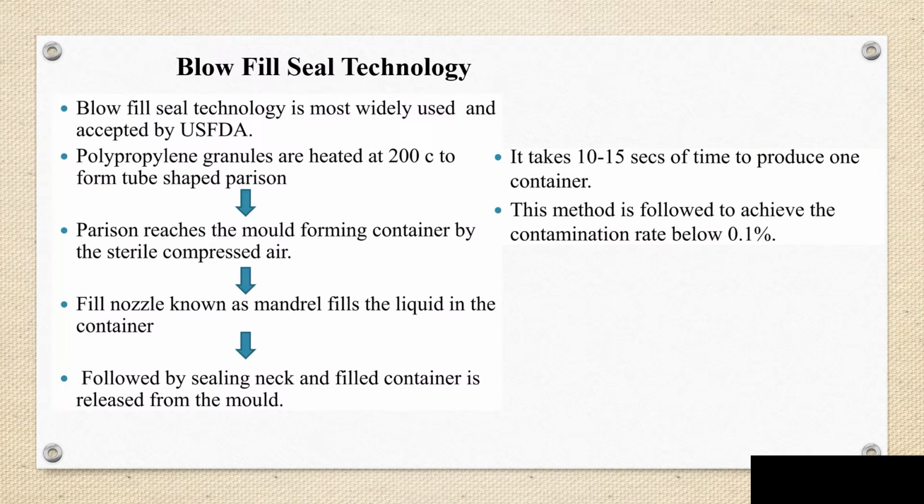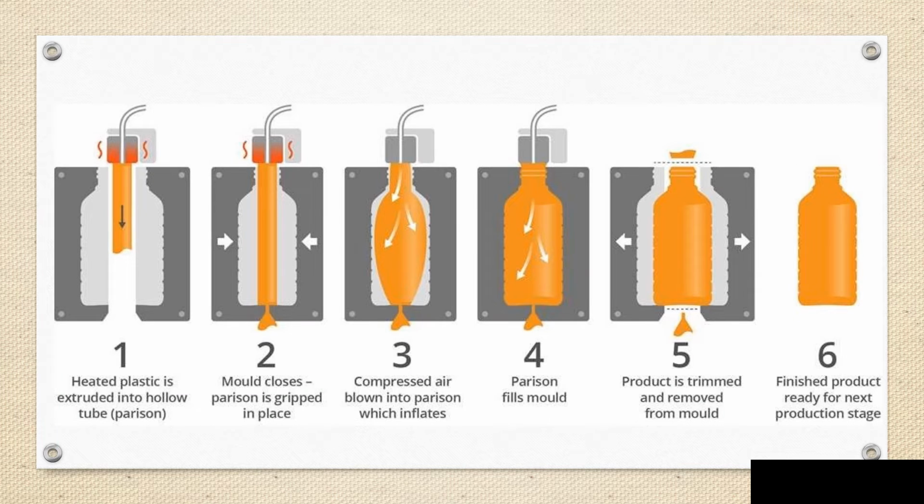Now, one of the major technologies that is nowadays used for packaging is blow-fill seal technology. In this diagram, you can see, firstly, the plastic is heated so that the parenteral product can start filling inside the hollow tube, which acts as a parison, after which the mold starts filling up the parenteral product inside the parison, which has been gripped in place.